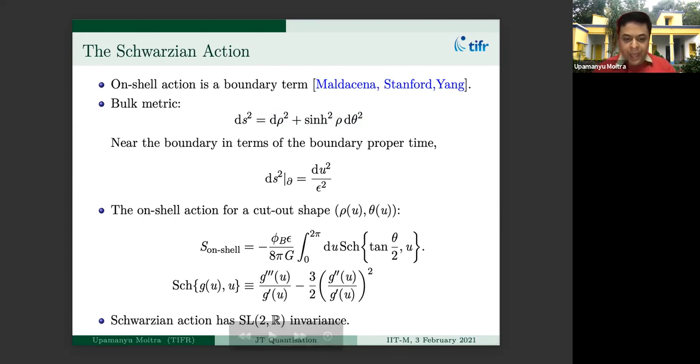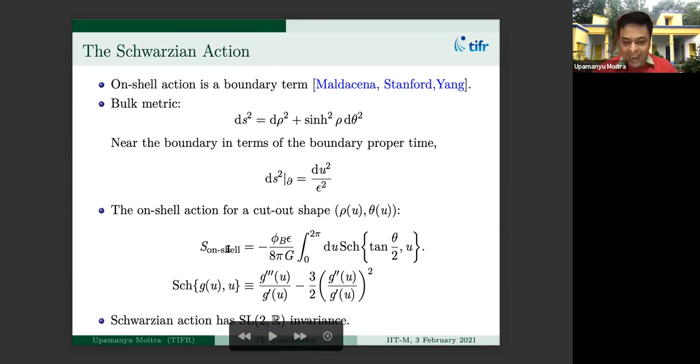And near the boundary of that AdS2, in terms of the boundary proper time, we can define this boundary, sorry, I must correct that. So this is the boundary proper time, and this is some cutoff introduced to regulate the theory. And the on-shell action for a definite cutout shape, which is defined by some rho of u and theta of u, which is some cutout shape of the boundary.